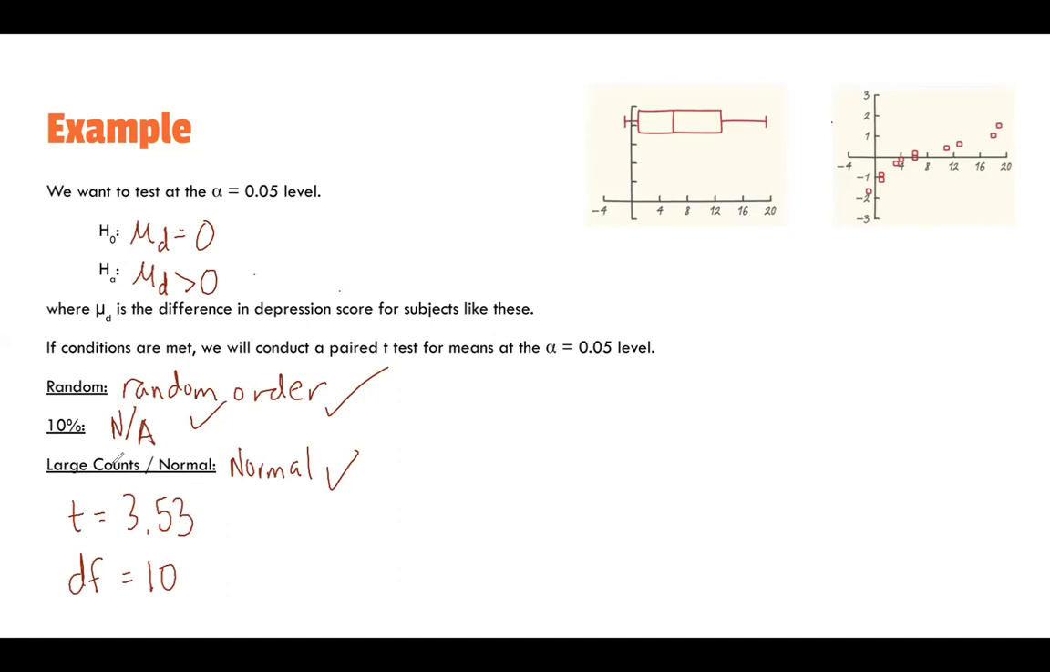Now, given these two things, you can use tcdf. So go back to stat, go to distributions, go to tcdf, and you're going to have a lower bound of 3.53 because it's positive. So we're looking at above 3.53. Upper bound is going to be a really, really large number, like infinity. Degrees of freedom is going to be 10. And you're going to get a p-value of 0.0027.